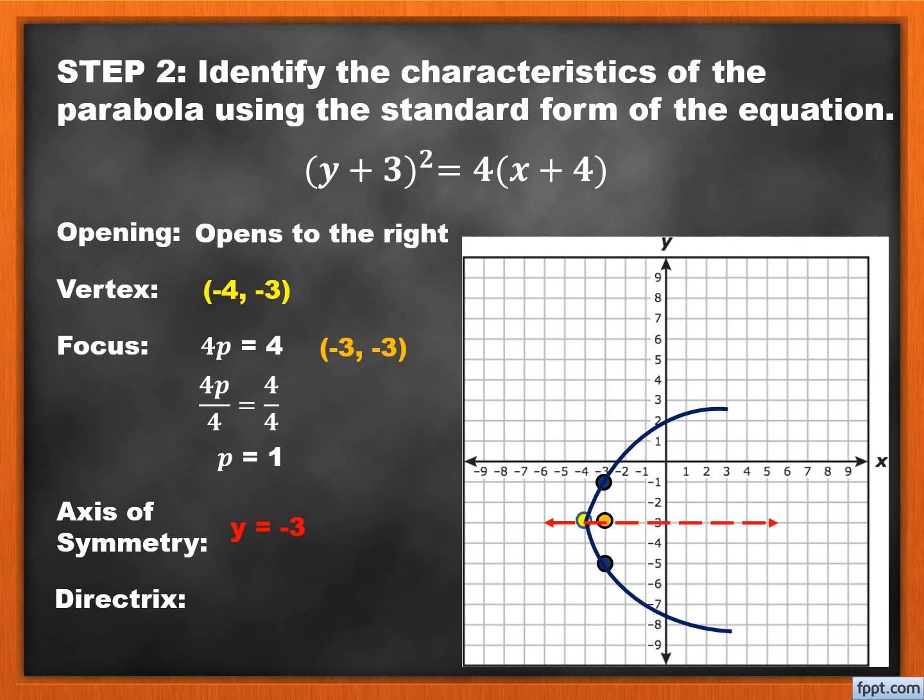On the other hand, our directrix should be 1 unit away from our vertex going to the left. And the equation of our directrix is in terms of x because it is a vertical line and it passes through -5. Therefore, our equation is x = -5.